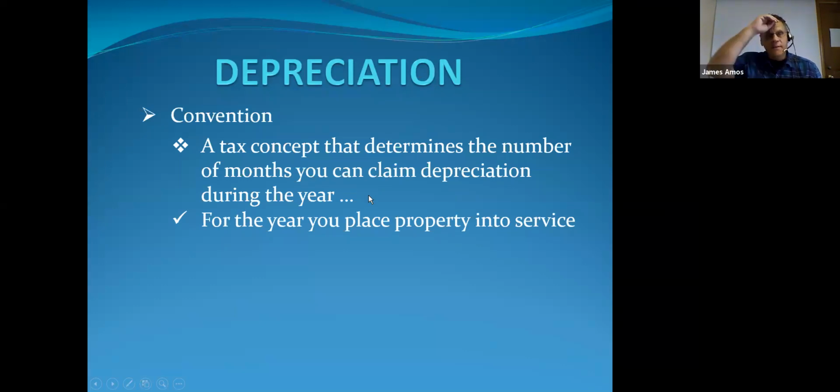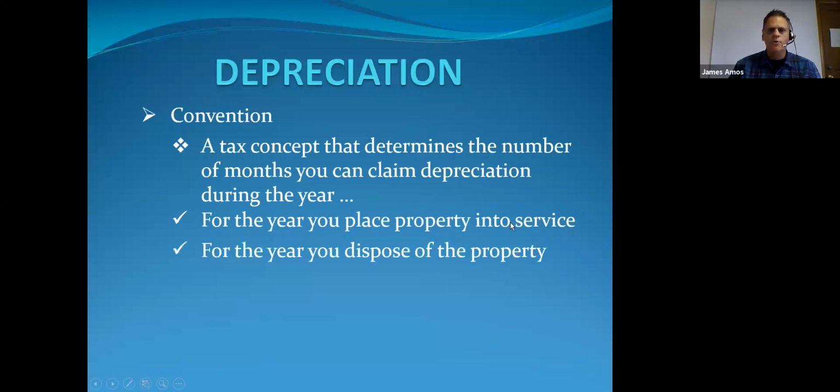So when you buy something during the year, the question always comes, hey, if I buy something in August, do I get to claim it for the whole year or only part of the year? Some people would say, oh, you get to claim it for the month. Some people would say, no, you got to claim it by the number of days. So the IRS settled this by saying, okay, we're going to have something called convention, and there are rules that get to determine how much you get to claim depreciation during the year that you either first place the property into service or the year that you dispose of the property.